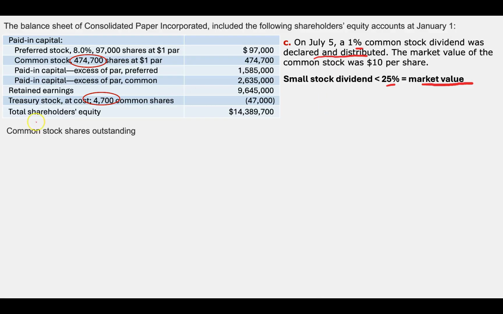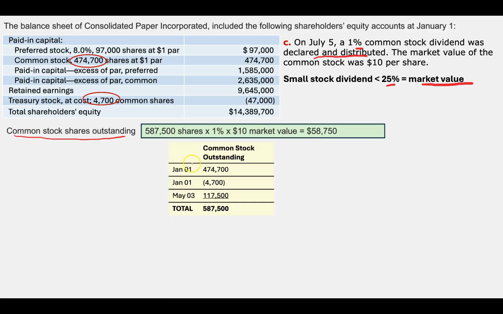First thing we need to figure out is our common stock shares outstanding. We had that in the previous slide right here. That's where this 587,500 shares comes in. So remember, this last transaction happened on May 3rd, and now on Part C, we're on July 5th. So it's important to keep building on the previous transactions.